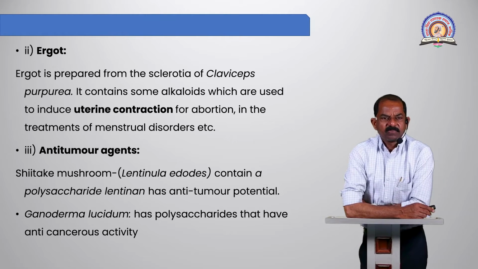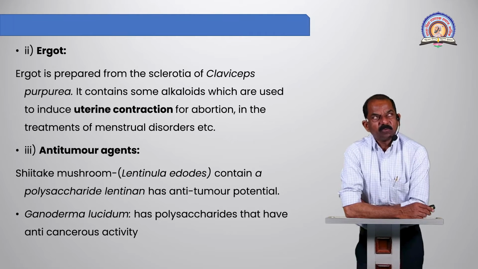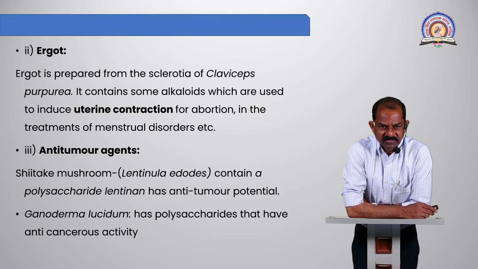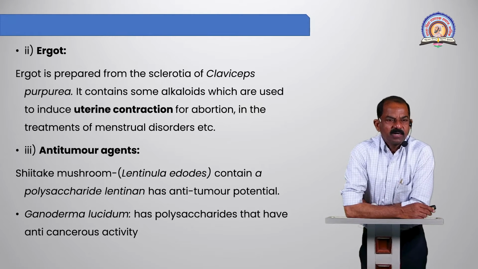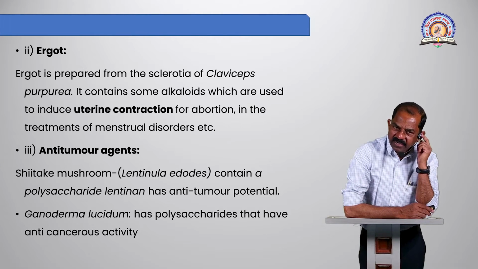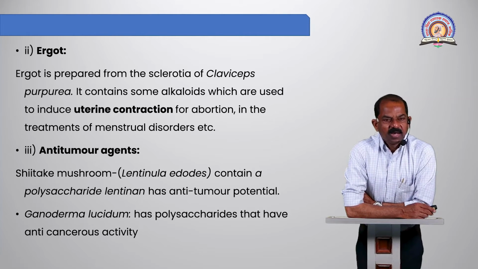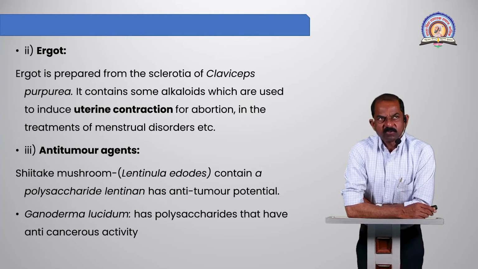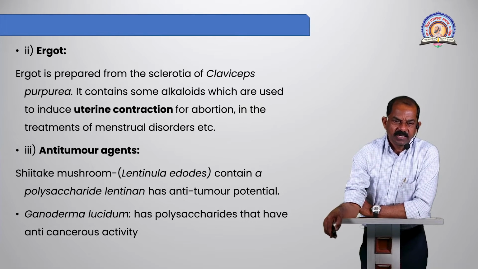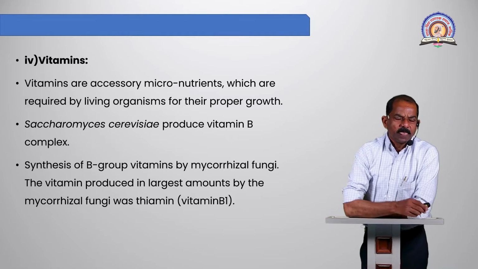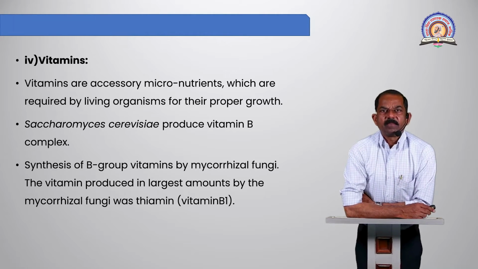Again, anti-tumor agents are also prepared with the help of fungi, like Lentinula edodes, which contains the polysaccharide lentinan with anti-tumor potential. Ganoderma lucidum is also one of the fungi; it has a polysaccharide and also has anti-cancerous activity. From fungi, we also obtain different types of vitamins.